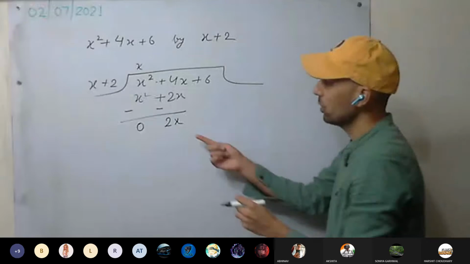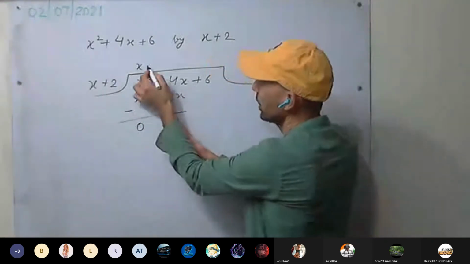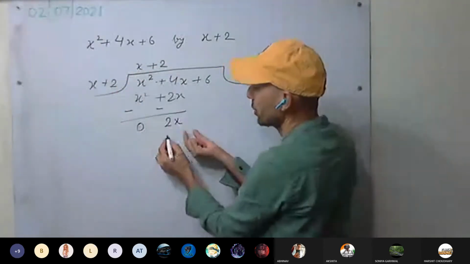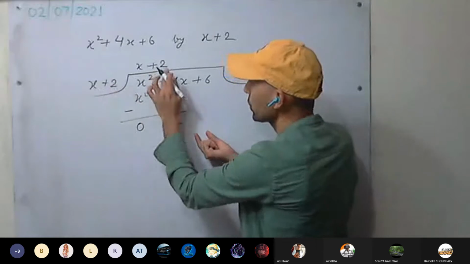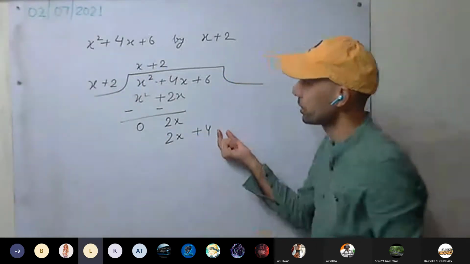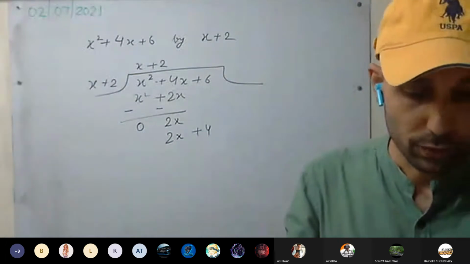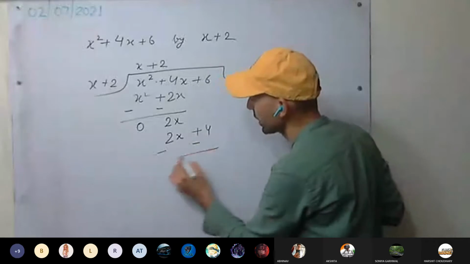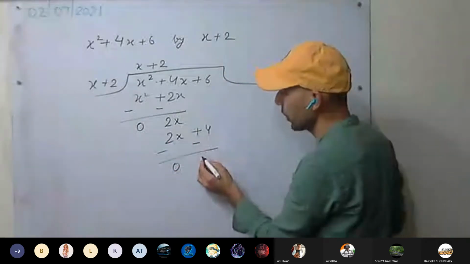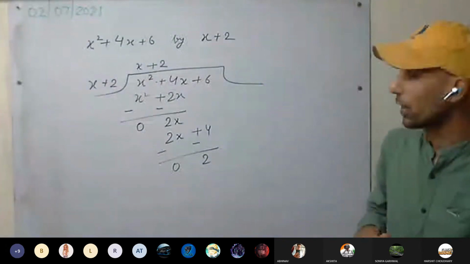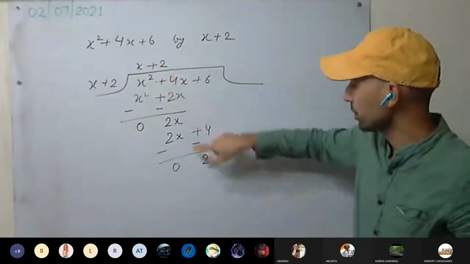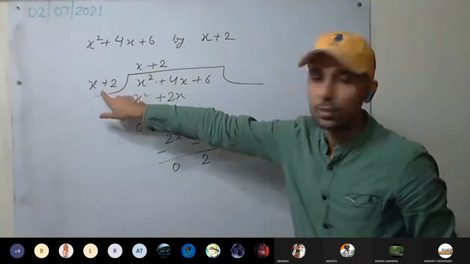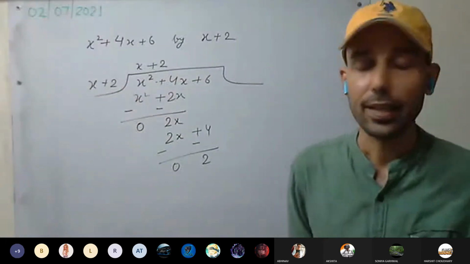Now check, x into what? Plus 2. X into 2. Now we'll multiply with this one. X into 2, 2x. Plus 2 into 2, plus 4. Now minus, minus. This is 0 and this is 6 minus 4, 2. So you are getting the quotient as x plus 2, the remainder as 2, and the divisor as x plus 2.